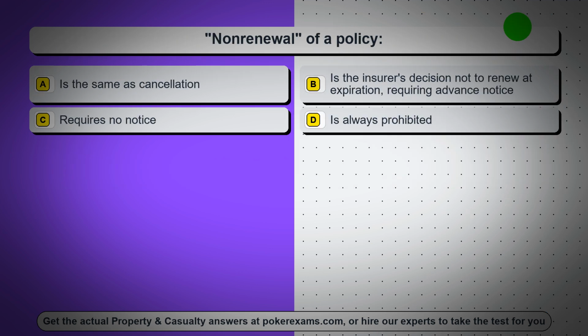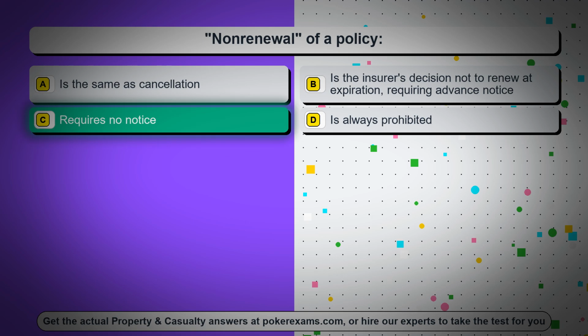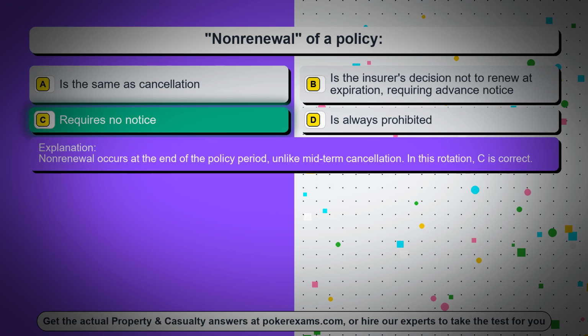Question 3. Non-renewal of a policy: Option A, is the same as cancellation. Option B, is the insurer's decision not to renew at expiration, requiring advance notice. Option C, requires no notice. Option D, is always prohibited. The correct answer is option C, requires no notice. Non-renewal occurs at the end of the policy period, unlike midterm cancellation. In this rotation, C is correct.